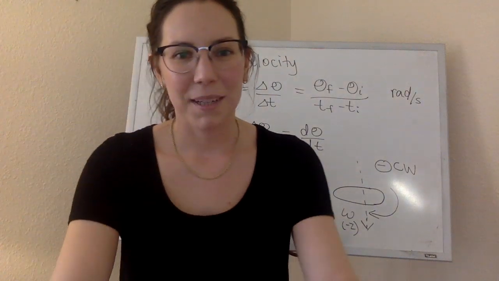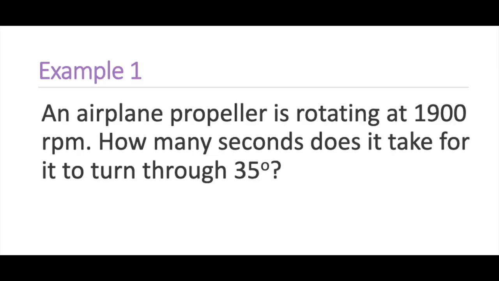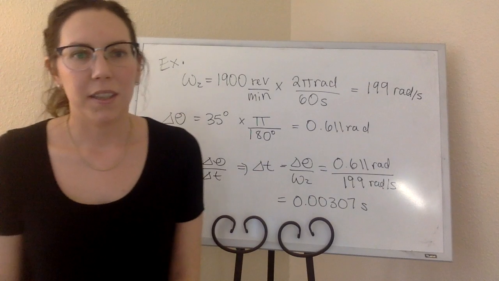Okay, let's look at some examples. An airplane propeller is rotating at 1900 RPM. How many seconds does it take for it to turn through 35 degrees? Why don't you pause and try that? All right, have a look at the board.